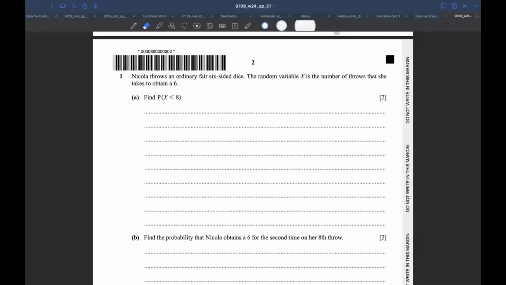Nicola throws an ordinary fair six-sided die. The random variable X is the number of throws she takes to obtain a six. As soon as it says the number of throws she takes to obtain a six, it means that we will be finding it through geometric distribution. Okay? So I'll not write it completely. We'll be using geometric distribution.